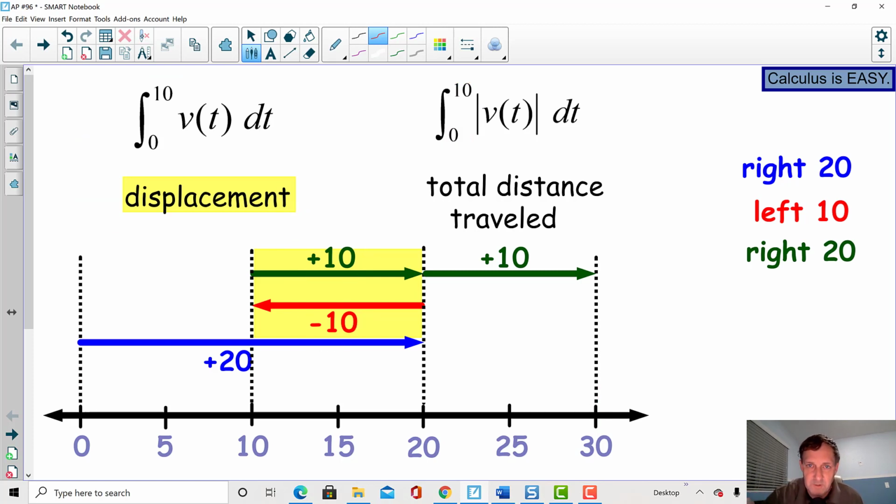Now what we are going to be focusing on today is the total distance traveled. So you'll see these absolute values on the velocity. So what that's going to do is make this negative 10 right here change to a positive 10. So if we change this negative 10 to a positive 10, then we add up all the pieces, we're going to end up with 50. So 50 would be the total distance that's traveled. Let's go ahead and take a look at our second example.